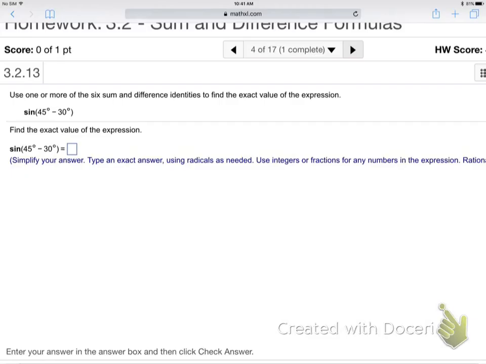So here's just a normal, regular, can you do the thing? Let me let you guys try it. So sine of 45 degrees minus 30. Okay, give it a try. So just write out the formula. You got it in your notes now. So write out that formula.